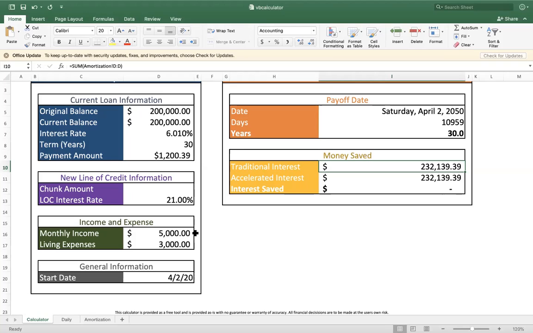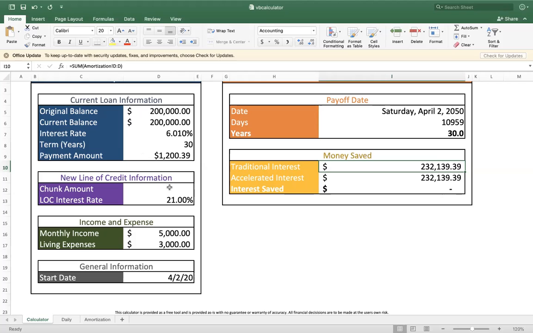In this scenario, an average income to qualify for a $200,000 loan would be about $5,000 coming in. This same household, a typical case study, would have living expenses of about $3,000 plus their mortgage of $1,239. So if you calculate that, they have $4,200.39 going out, and they're keeping about $800 of cash flow at the end of the month. This is a typical scenario.